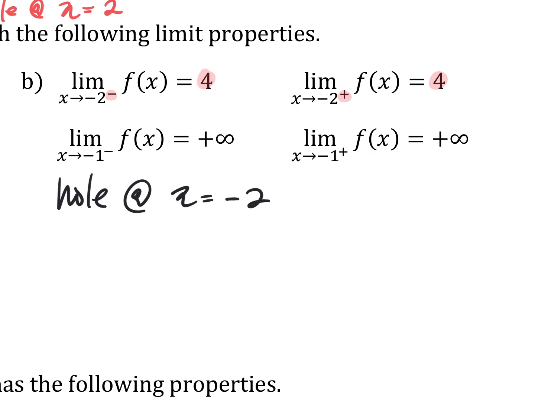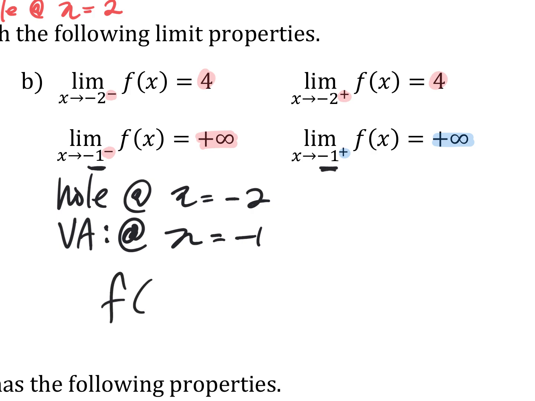Another thing that I can see here is that the limit of f of x as x approaches negative 1 from the left is positive infinity. And on the right, look at this one, very nice, it's going to be positive infinity. So what does it tell me? It tells me that the multiplicity is going to be even. So the vertical asymptote here is located at where? The vertical asymptote is located at x is equal to negative 1.